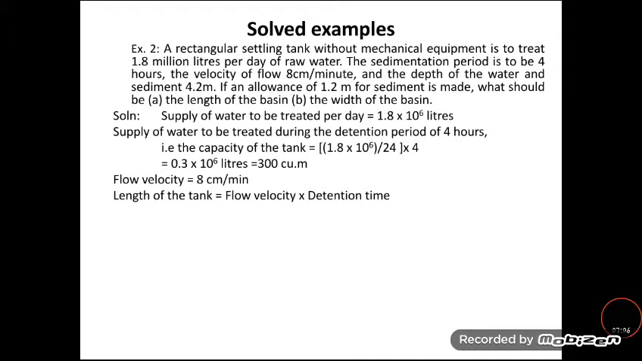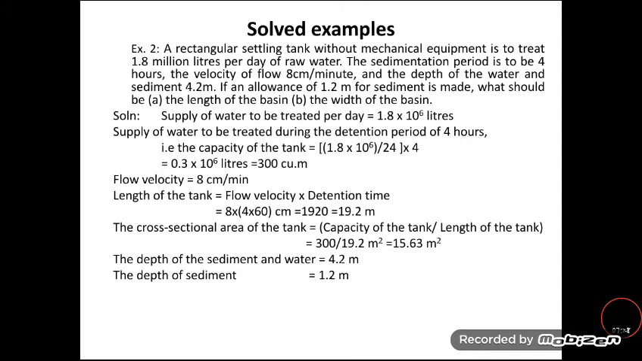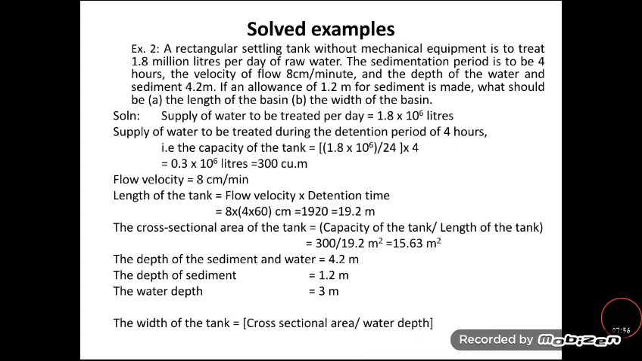Here the length of the tank is taken as flow velocity into detention time. By substituting the values, we get the length of the tank as 19.2, and the cross-sectional area of the tank is the capacity divided by the length of the tank. Then the depth of the sedimentation tank is given as 4.2 and the depth of sediment is 1.2. So the clear water depth is 3 meter, and the width of the tank is area by water depth. It will be 5.21 meter.